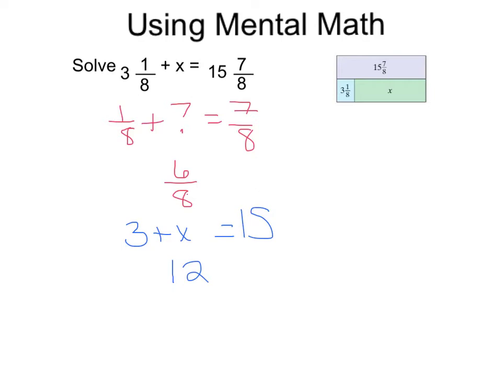So our fraction then, or our answer, is 12 6/8. Gets me to 15 7/8. Or since we know we can simplify 6/8, you would really say 12 3/4 will get me to 7/8, because we simplified our fraction.